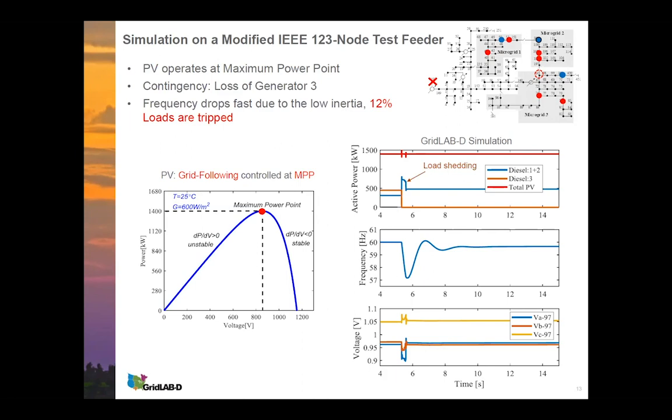So actually, this frequency transient response is not very good because even when one generator is tripped, there are still sufficient generations from the other generators and the PVs to supply all the loads. But because of this poor frequency transient response, these loads are tripped. So we hope we can improve this transient frequency response to avoid the load shedding.